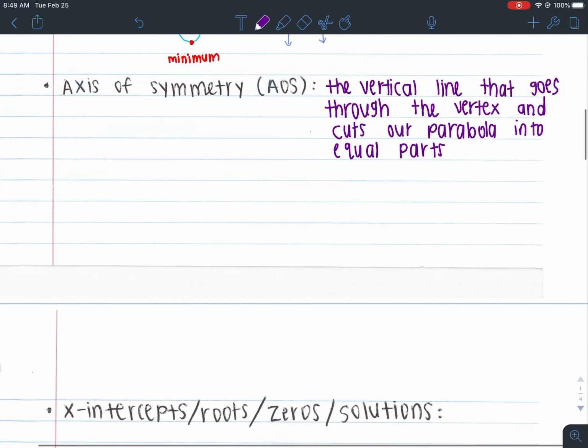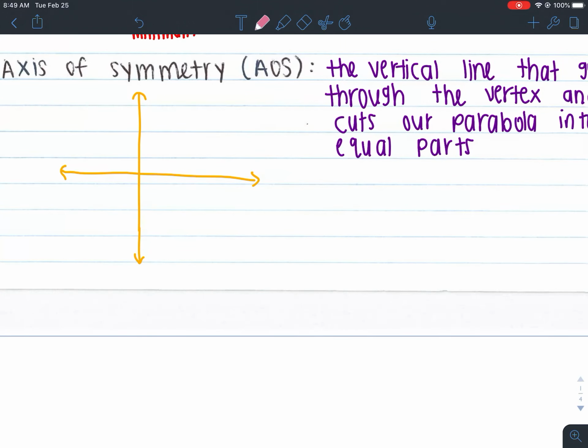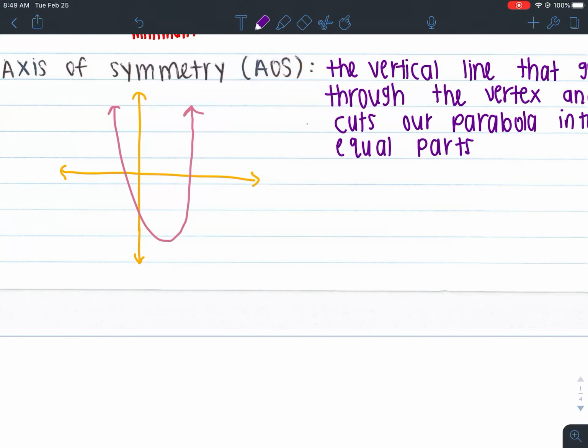Okay, so I'm going to go ahead and draw a picture of what this looks like. So I'm going to draw a graph real quick. Whoops, let's draw a yellow one. So I'm going to draw an x-axis and a y-axis. Okay, and then I'm just going to draw a quadratic. So it doesn't really matter where your quadratic is. All right.